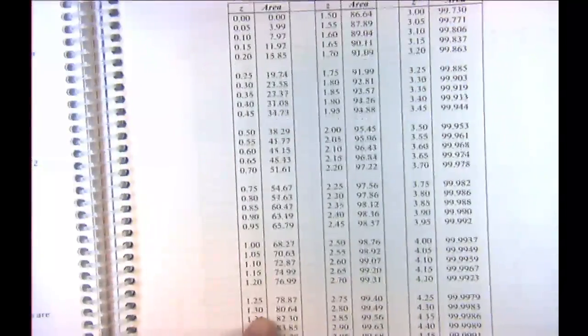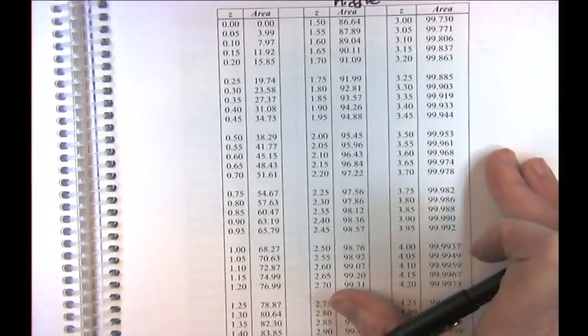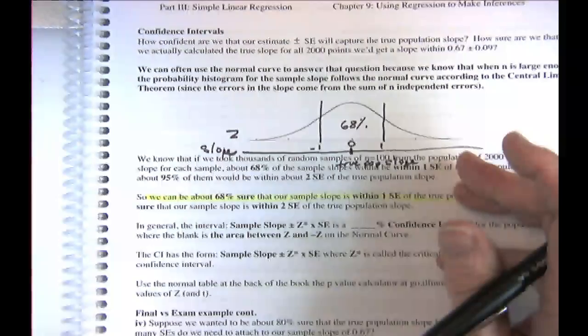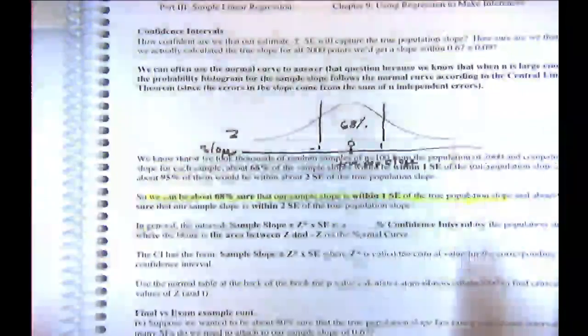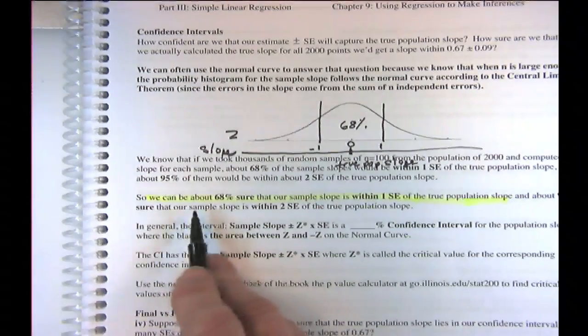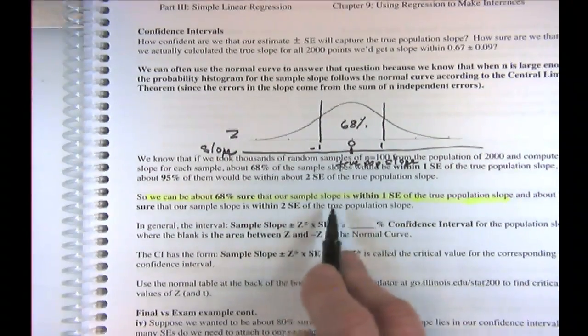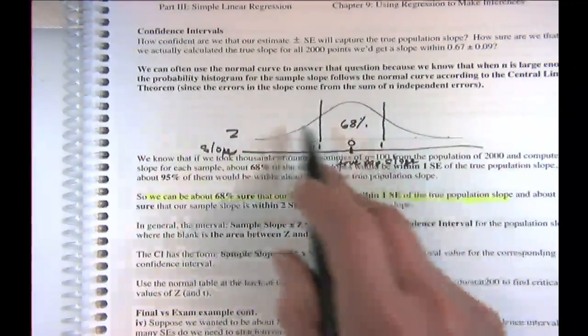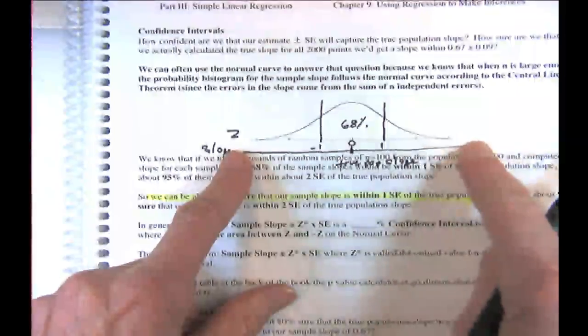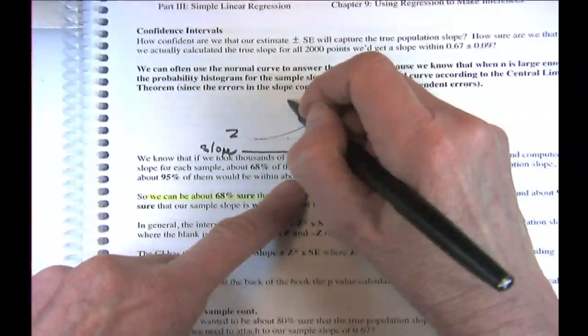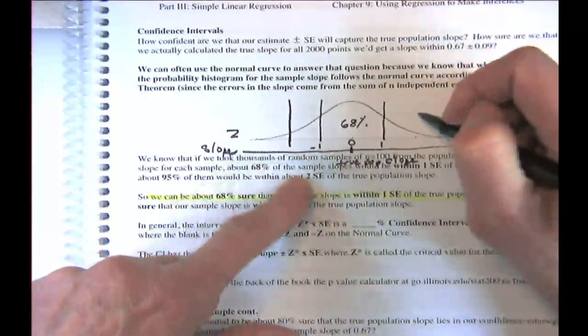So how do they figure in? We'll do the calculation, and then we'll talk about why we can use this distribution. So let's just first get the mechanics down, and then we'll talk about why I think that this follows the normal curve. Why does the sample slope? Let's first get it down, though. So we can be about 68% sure that our sample slope is within 1, assuming that it follows the normal curve and that these sample slopes follow the normal curve.